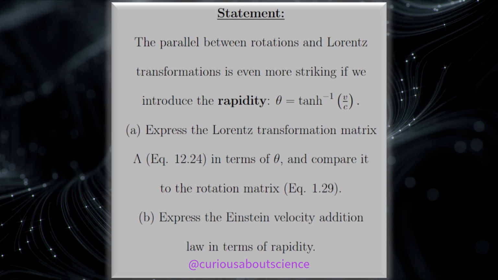And this is even more striking if we introduce the concept of rapidity, which is defined as theta equal to the inverse hyperbolic tangent of V over C. All right, so our goal here is to express the Lorentz transformation matrix, lambda, in terms of theta and compare it to the rotation matrix that we saw back in chapter 1. And then part B, express the Einstein velocity addition law in terms of rapidity. So we got a couple cool things to deal with, and let's see how it all plays together.